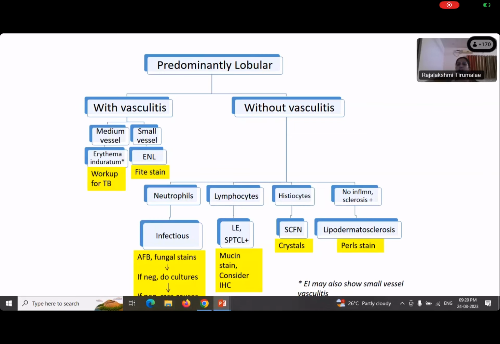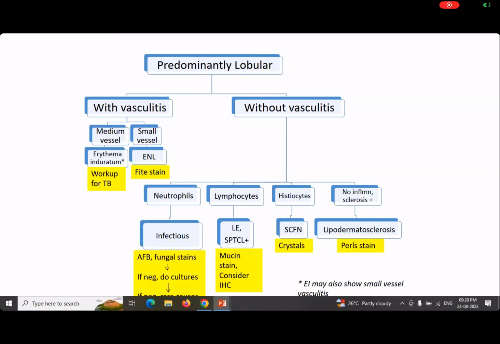Definitely that's an indication for you to do your fungal or acid-fast stains and also cultures, right? So when you see a neutrophilic lobular panniculitis, always think and rule out an infectious cause, and even your Fite stain could be done because we know that erythema nodosum leprosum, the panniculitis, they can present de novo. Now, lymphocytic lobular lupus panniculitis, there is an overlap with SPTCL, but in the interest of time, I'm not going to get into that differential.